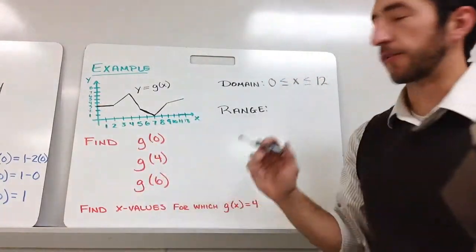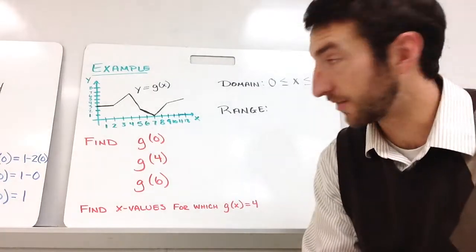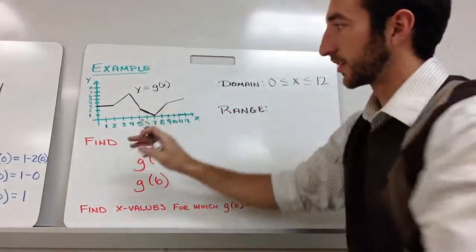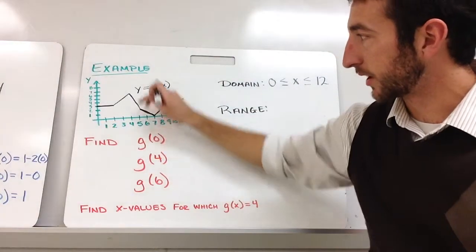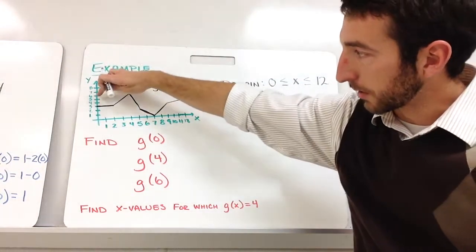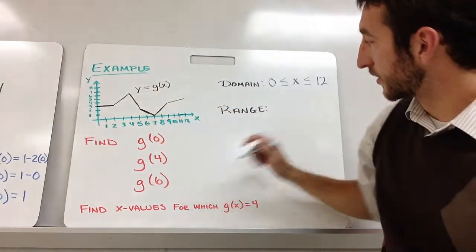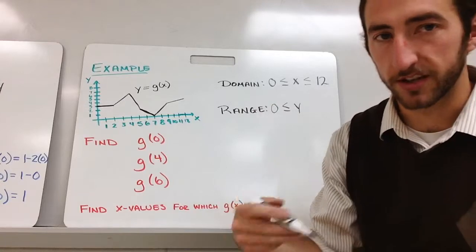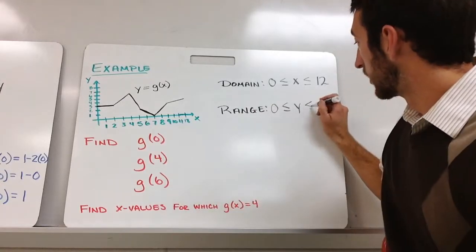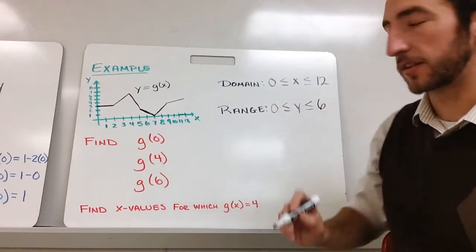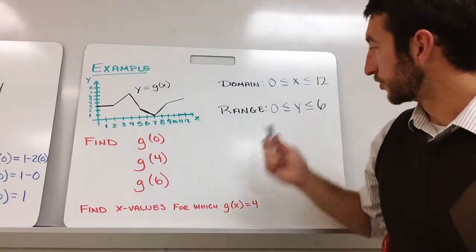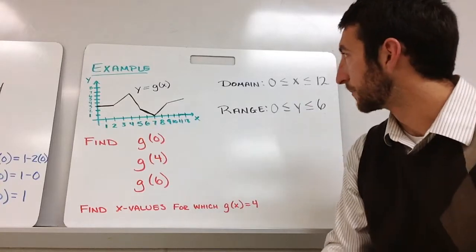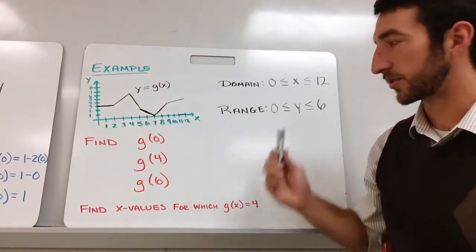Now for the range, that's the set of all the y values. So now we're going to flip what we're looking at, and we're looking at the y values as they go across. I'm going to look at my lowest point to my highest point. Looks like my highest point is 6, my lowest point is 0. So, and I'm using my y because it's the range, that's the set of all the outputs, 0 is less than or equal to y, less than or equal to 6. So that's how we would represent the range. Make sure the inequalities always face that same direction. Domain will always go with your x, range will always go with your y.